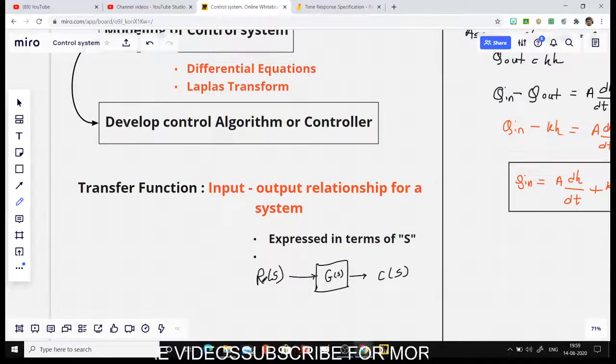Okay, so the simple transfer function we have already seen in various videos. Transfer function is basically the input-output relationship of a system expressed in terms of s. So this G(s), which is in between R(s) and C(s), the function which defines the input and output relationship, is called a transfer function.